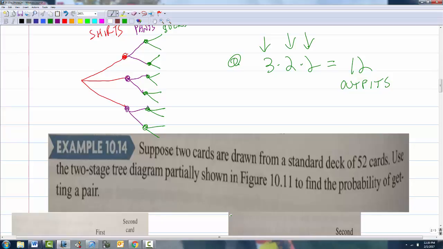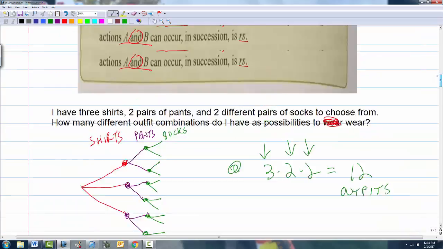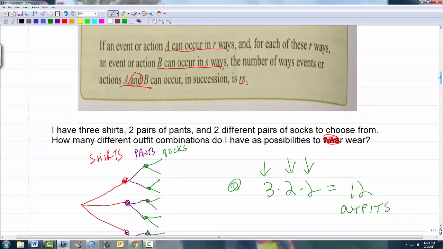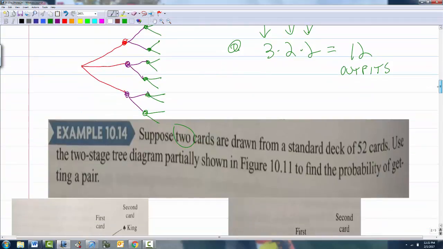Anyway, suppose 2 cards are drawn. So we draw the first card, and then I draw a second card. How many ways can I get the first and the second? Don't write this down. It would be nearly impossible to write all of what they show you here. This just shows you the fundamental counting principle, how this lines up.